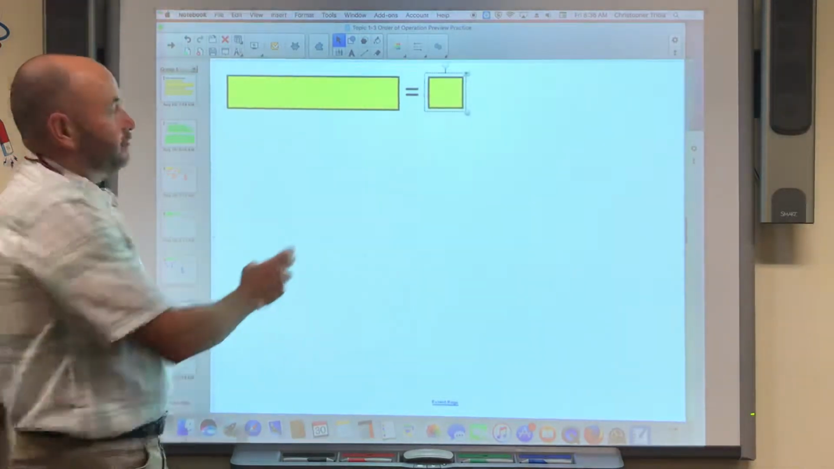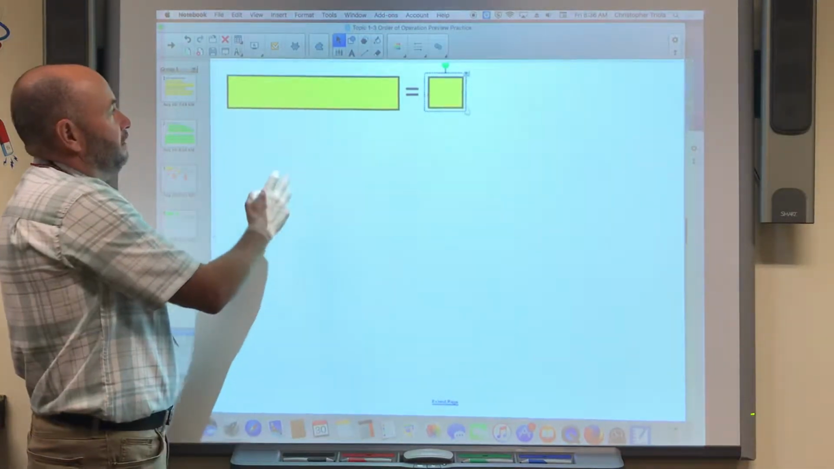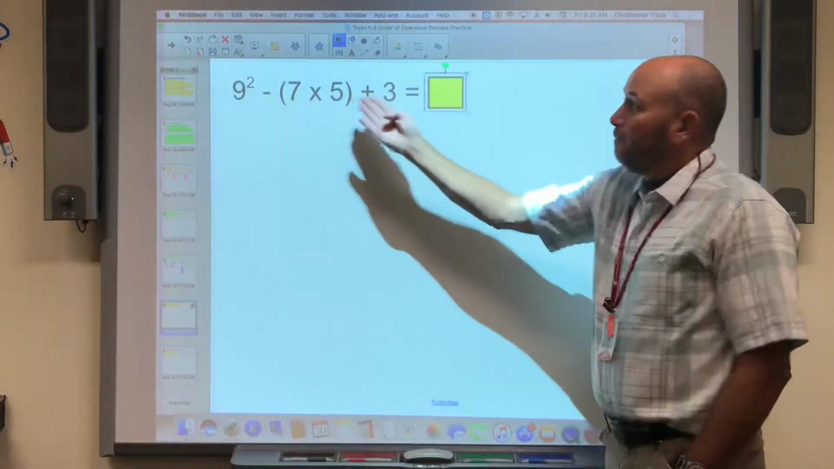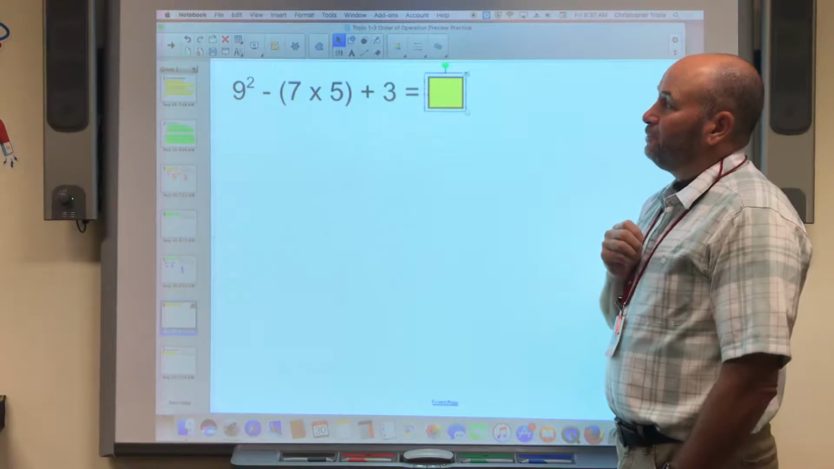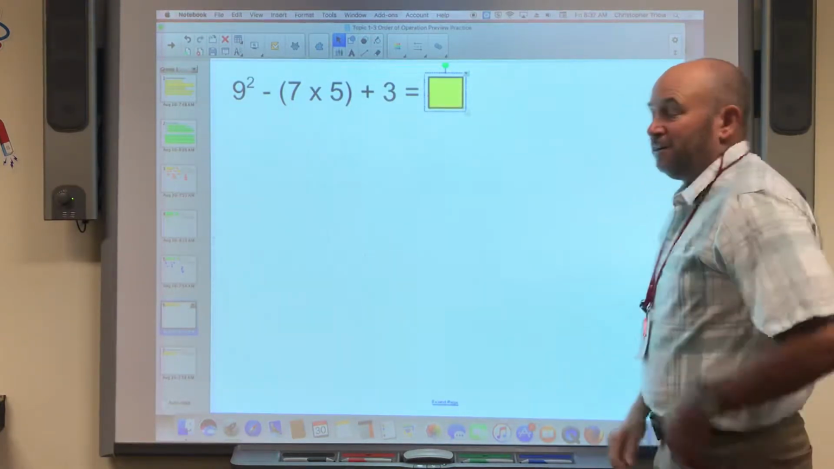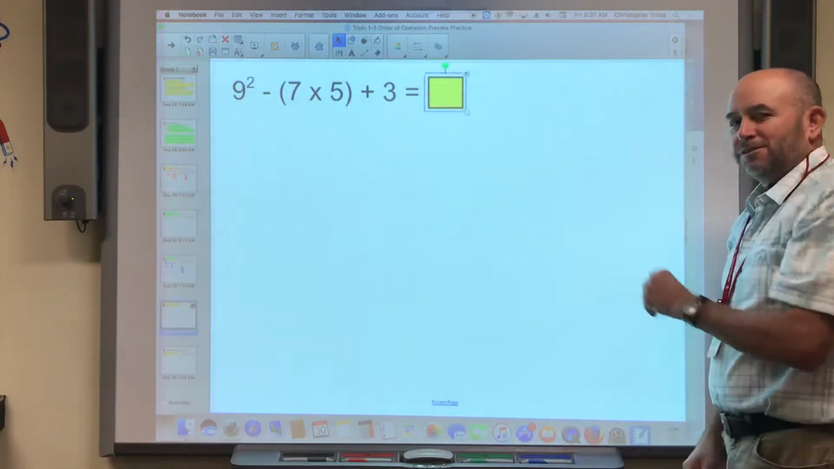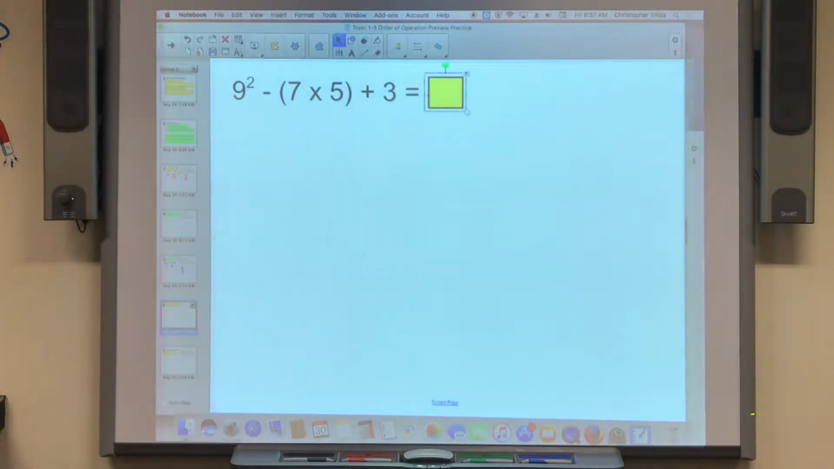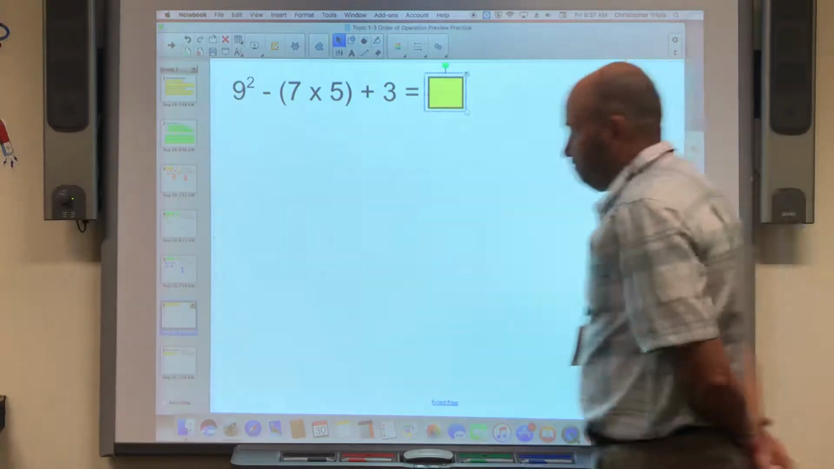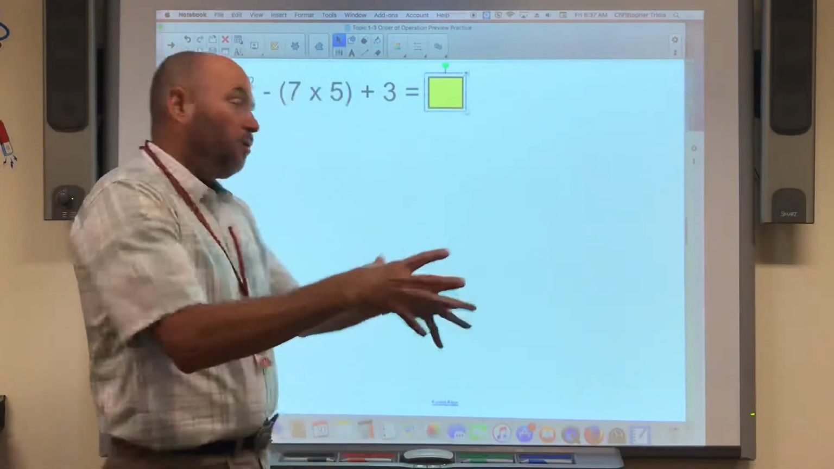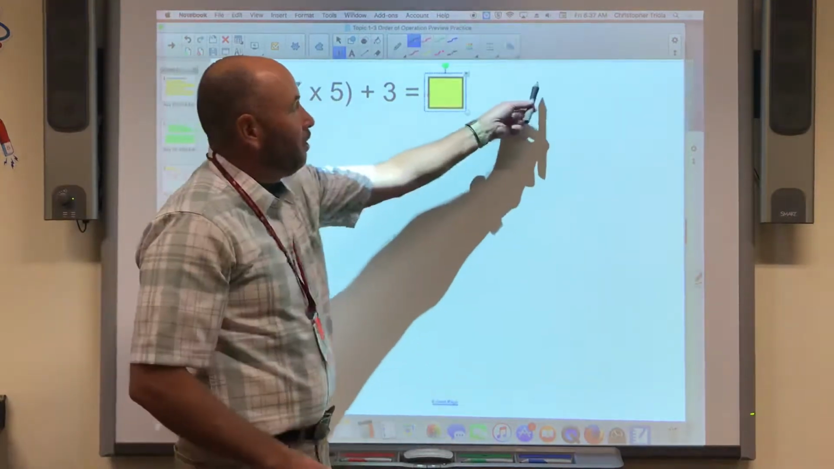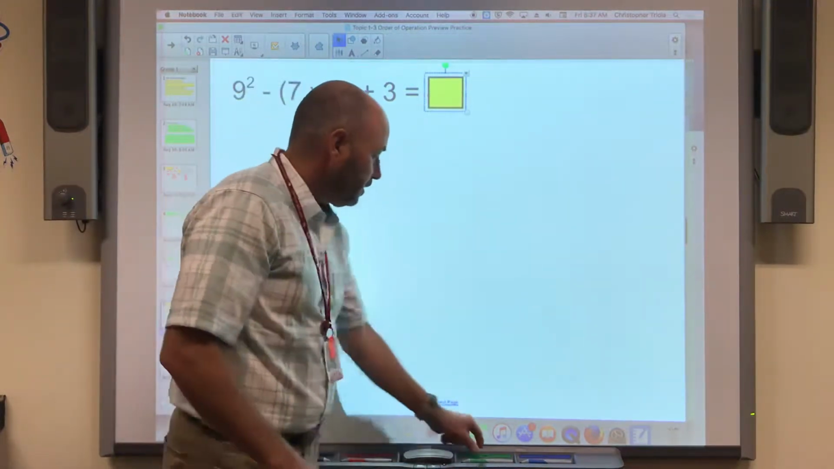All right, let's try this one, okay? 9 to the second minus 7 times 5 plus 3. Taking away the rules this time. See if you can do it on your own. Okay, here we go. A little bit more complicated this time. They've kind of thrown some things in there, and I've taken away our follow-along rules.